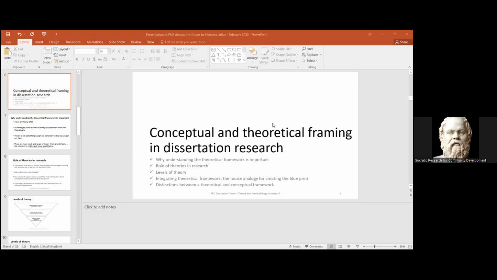Then there's a question: is it very appropriate to use a theory for every hypothesis? No, I mean, it really depends, because the way you have that also will not be integration of theories.